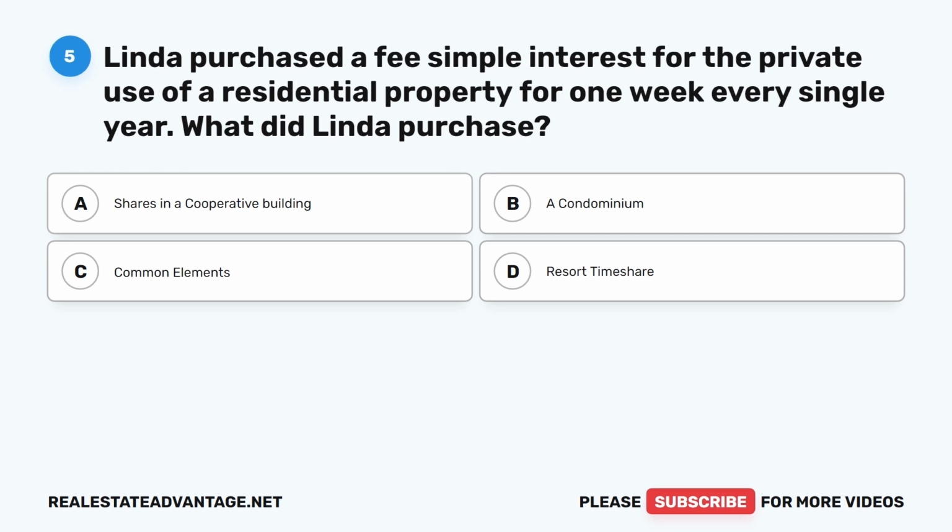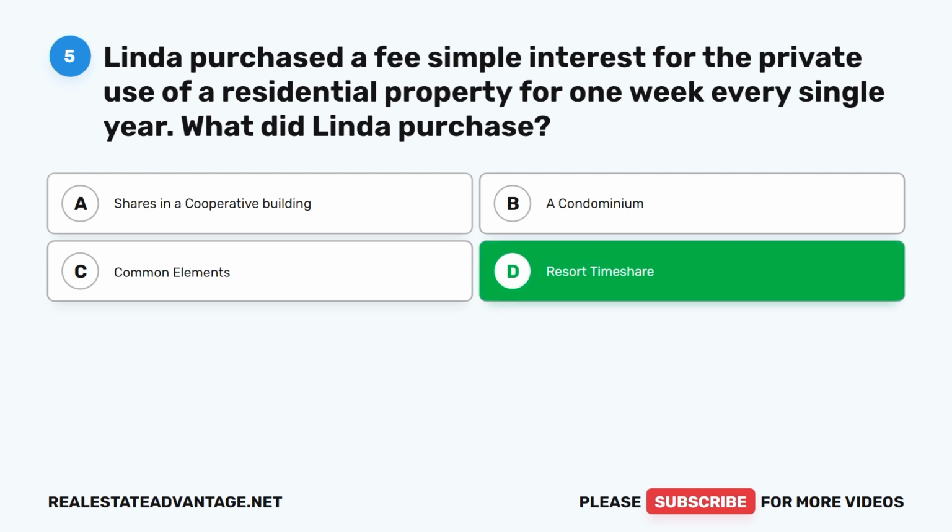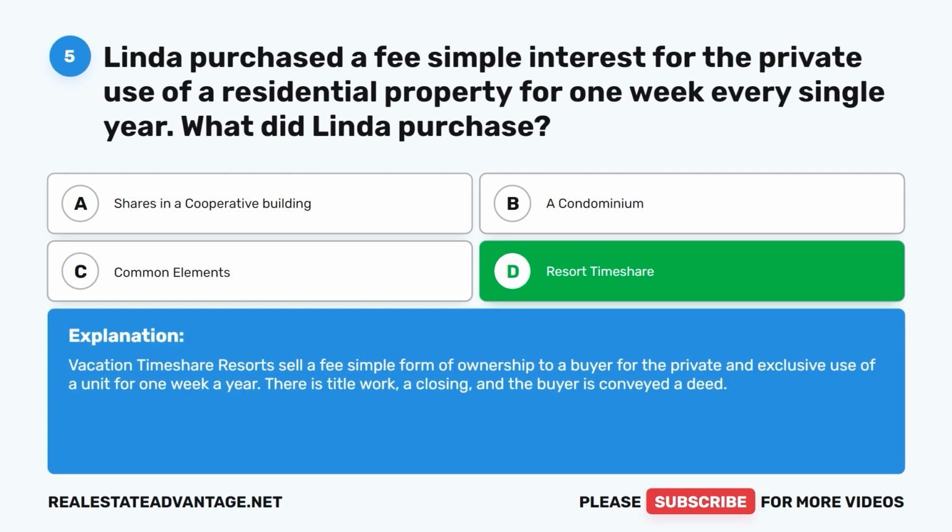Question 5. Linda purchased a fee simple interest for the private use of a residential property for 1 week every single year. What did Linda purchase? A. Shares in a cooperative building. B. A condominium. C. Common elements. D. Resort timeshare. The correct answer is D. Resort timeshare. Vacation timeshare resorts sell a fee simple form of ownership to a buyer for the private and exclusive use of a unit for 1 week a year. There is title work at closing, and the buyer is conveyed a deed.